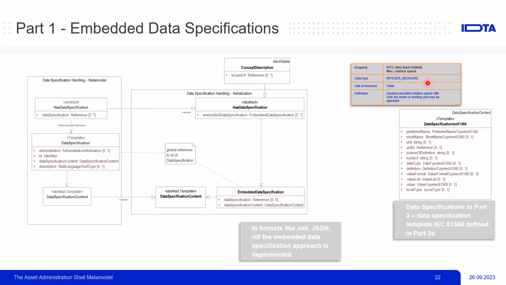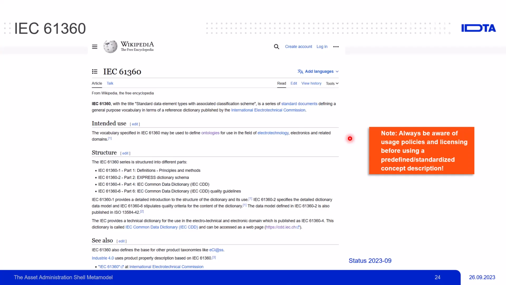And what we are now defining is the data specification for something like this, what I just explained, to define the semantics of a property, for example. Before we have a look at the data specification itself, we have a look at the standard IEC 61360, because it's necessary to understand what we are modeling and what this standard is about, to understand why the meta model looks like it does.